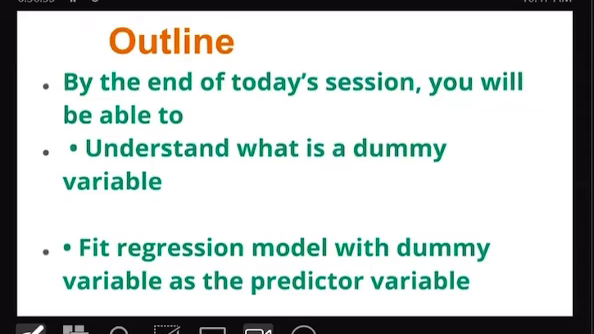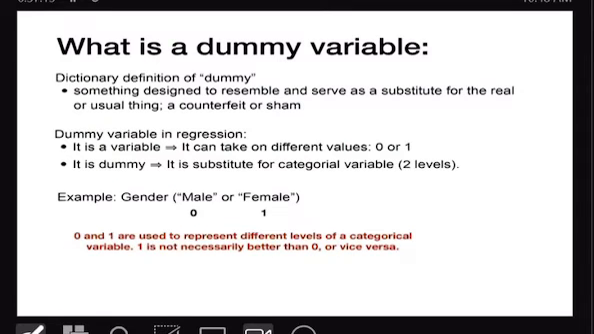Now, in the end, you'll be able to understand what a dummy variable is and how we fit a regression model with a dummy variable as a predictor variable. The predictor variable here is a dummy. And what do we mean by dummy? Take a look at this. By dummy, a variable that can take on different values, 0 or 1. For instance, I want to look at the effect of gender on salary. That's going to be a dummy variable regression because the predictor variable is categorical.